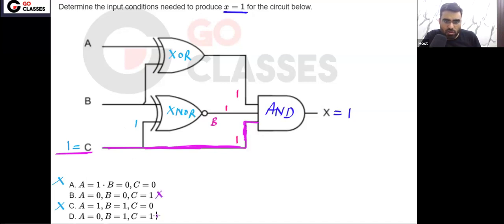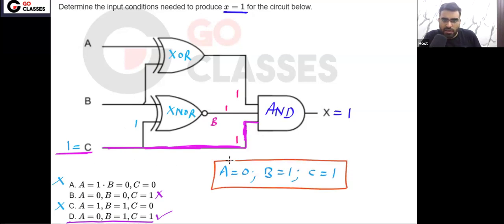So this option is gone and this option is correct. Okay, you can cross verify. Let's cross verify. If I put A equal to 0, B equal to 1, C equal to 1, then what will be your X?